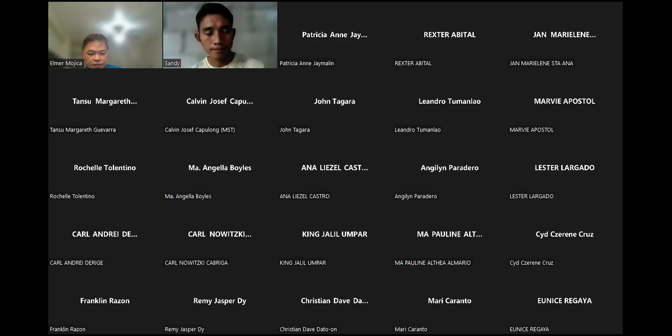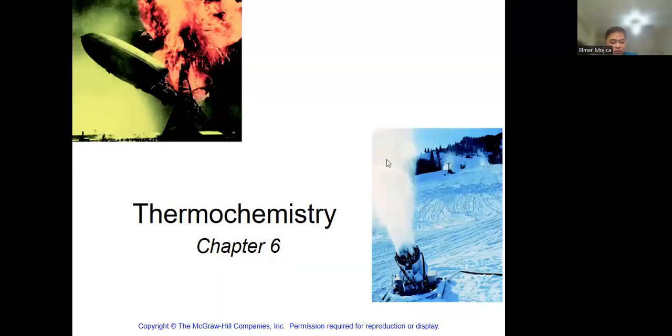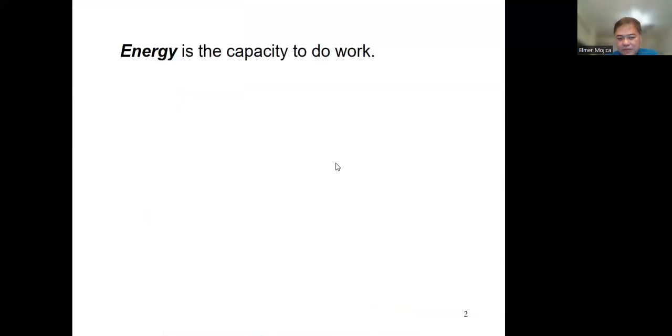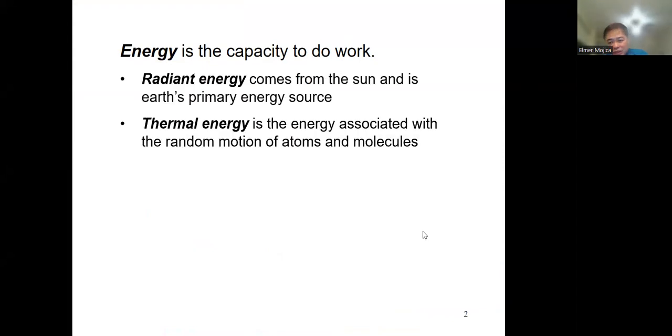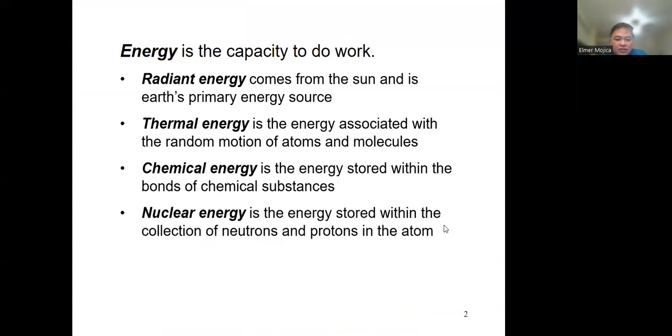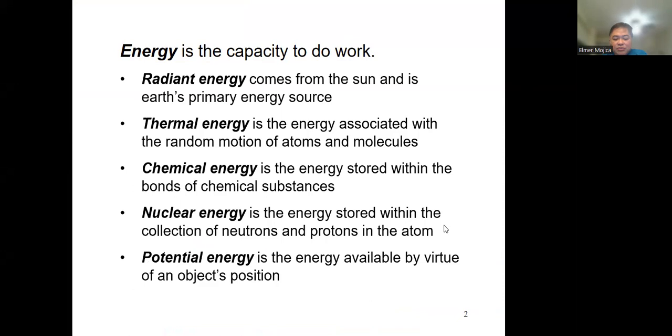Okay, yeah. So this is about thermochemistry, thermodynamics. As I have told you, energy is the ability to do work, or the capacity to do work. So you can have radiant energy, thermal energy, chemical energy, nuclear energy, and potential energy. Okay, so all of them are the different forms of energy.